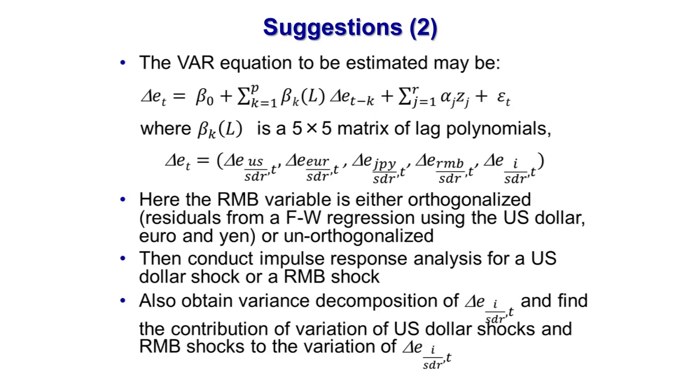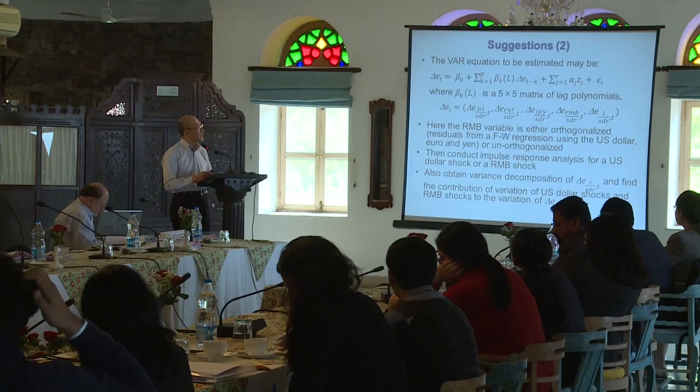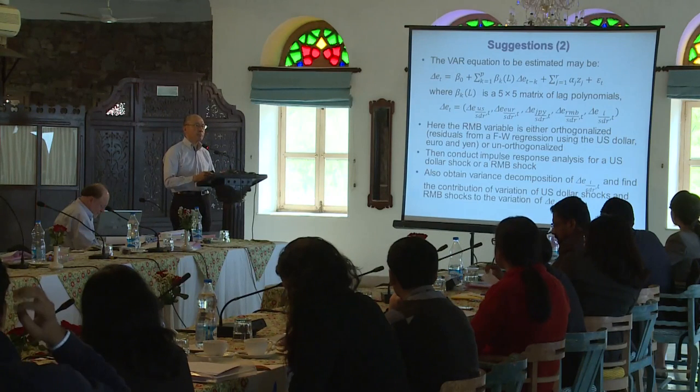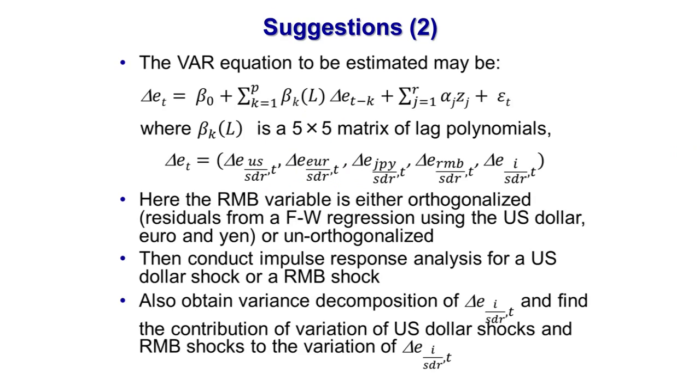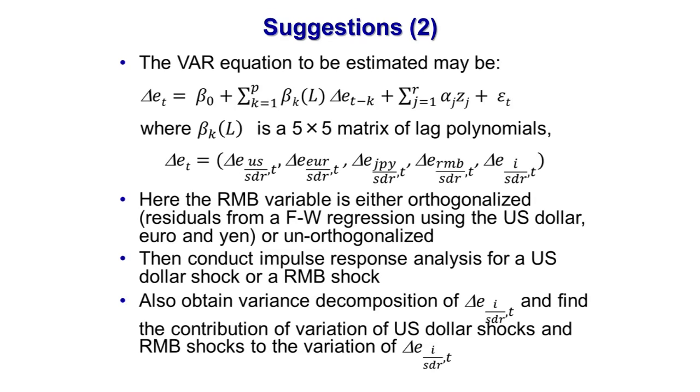But how about running everything at the same time rather than having two different sets? Maybe choose some numeraire currency, maybe SDR, just like a Frankel-Wei regression, or Swiss franc, or some other numeraire currency. So here I'm writing SDR. So include the US dollar, euro, Japanese yen, renminbi, and particular Asian currency. And of course, include some common shock variables. And here, the renminbi exchange rate may be either orthogonalized or non-orthogonalized.